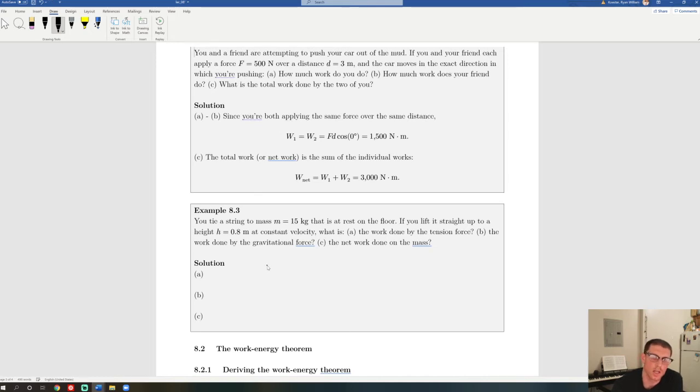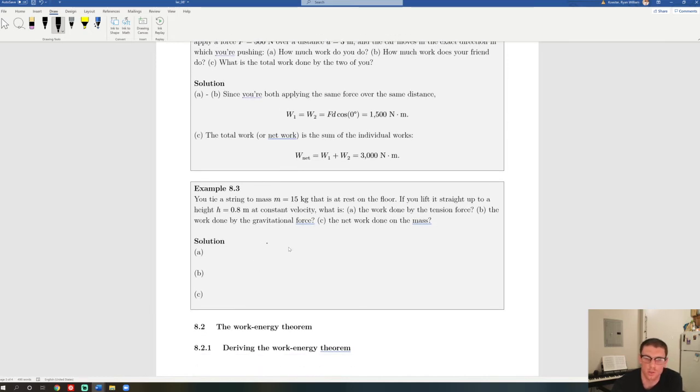And this one is about a mass tied to a string, right? I need to stop drawing and write. There we go. Okay, so you tie a string to a mass m, which is 15 kilograms, that is at rest on the floor. If you lift it straight up to a height of 0.8 meters at constant velocity, what is the work done by the tension force?